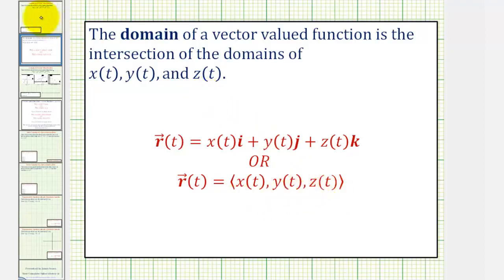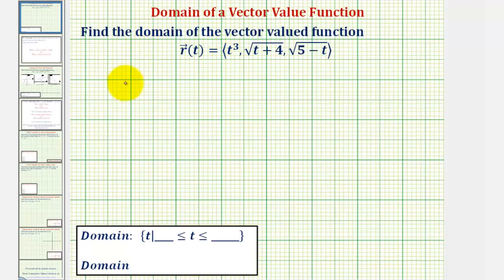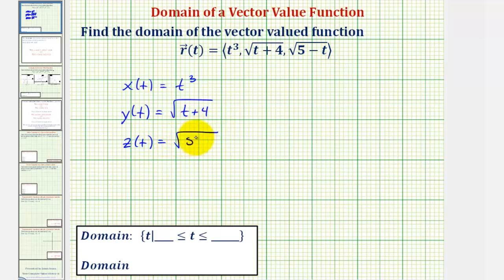So going back to our example, notice how x of t is equal to t cubed, y of t is equal to the square root of the quantity t plus 4, and z of t is equal to the square root of the quantity 5 minus t. So now we'll find the domain of x of t, y of t, and z of t, and then we'll find the intersection of all three domains, which will give us the domain of the vector-valued function.